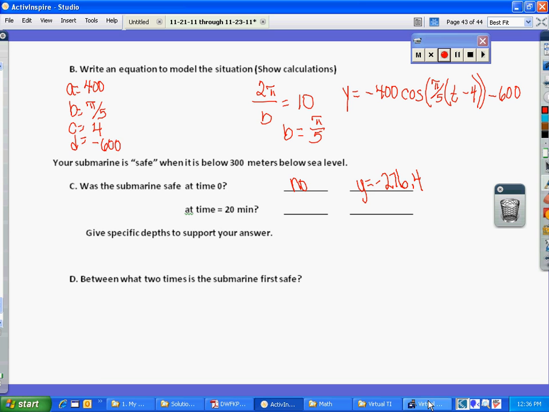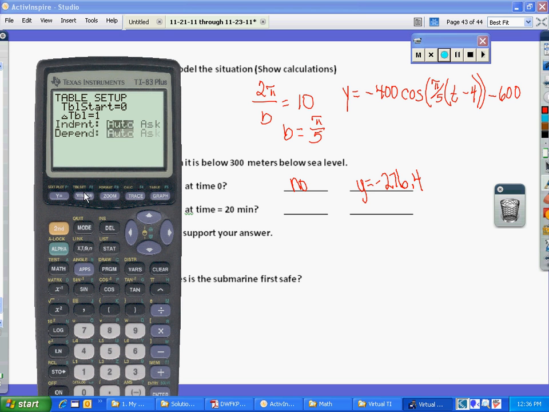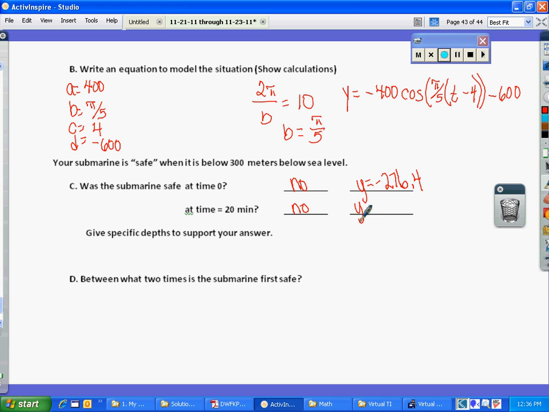Okay, when t is 20 minutes, if we want to change our table set, and we have our table start at 20, we could then again look at our table of values and see that when time is 20, it was again at negative 276.4. Okay, so then we need to take a look at specific depths to support our answer, which we already did right here. So at y equals negative 276.4 when t is 0, that means that it was not 300 meters below sea level. It was at just negative 276.4.